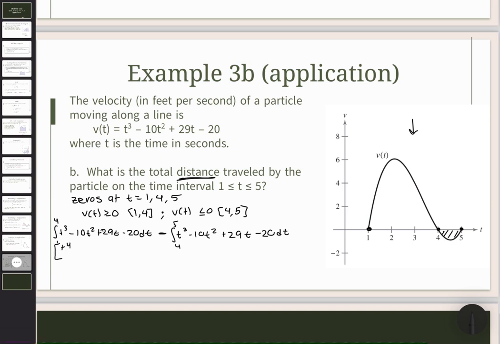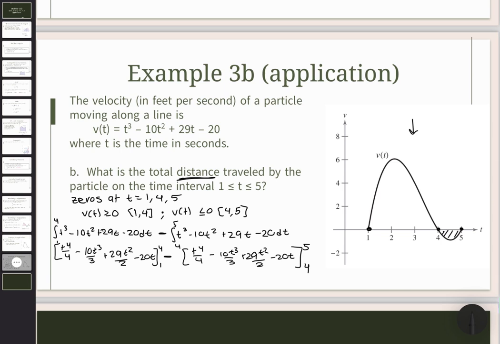So this would still be t to the 4th over 4 minus 10t to the 3rd over 3 plus 29t squared over 2 minus 20t. I'm evaluating that at 4 and 1, minus the same exact thing, t to the 4th over 4 minus 10t to the 3rd over 3 plus 29t squared over 2 minus 20t. But for that one, I'm evaluating it at 4 and 5.